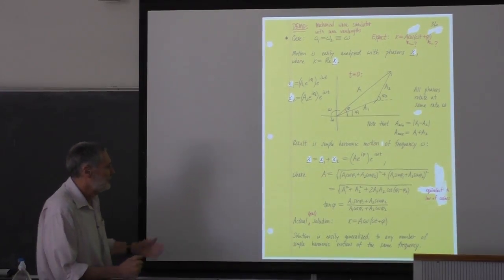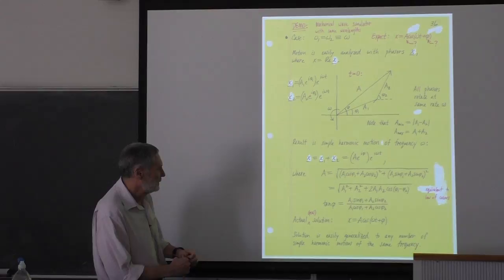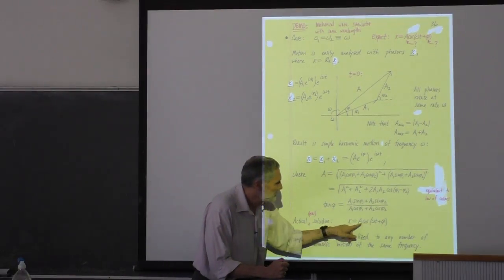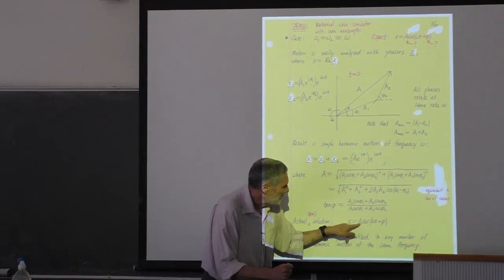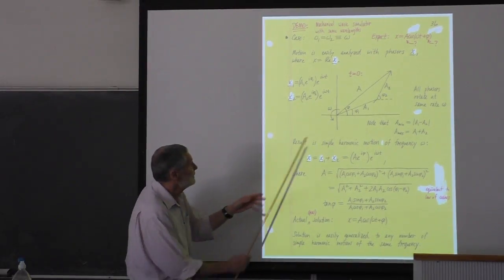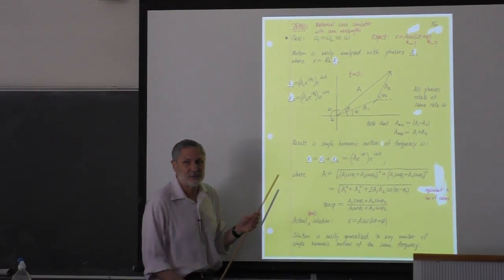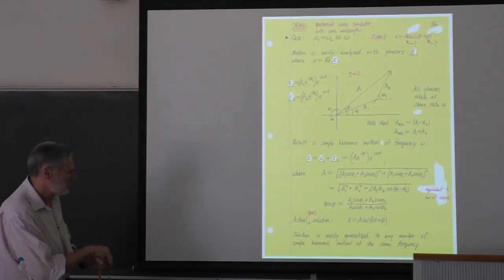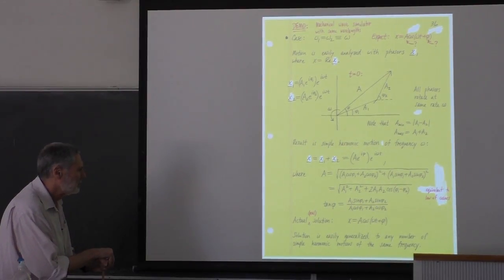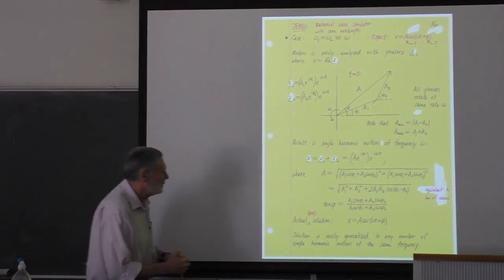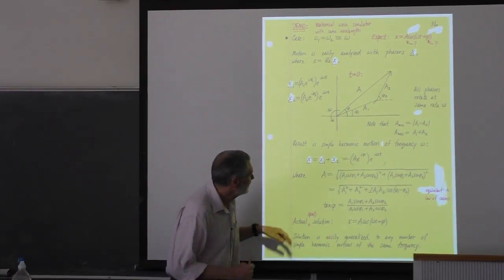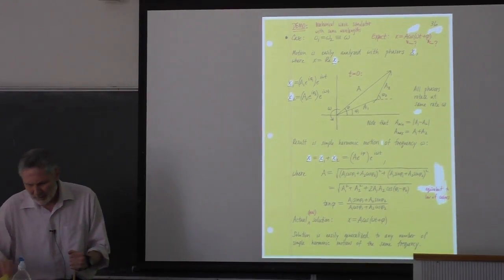All right, and now we're done. We've got the solution. We've now determined the amplitude A and the phase in terms of these individual amplitudes and individual phases. And you can add three or more, right? It's clear. Okay, any questions about that?